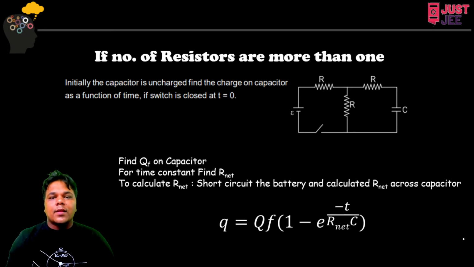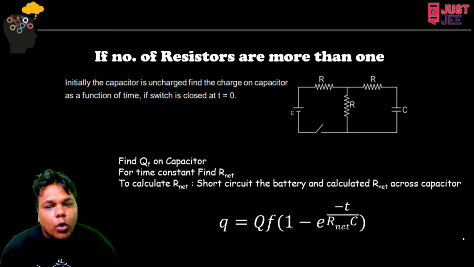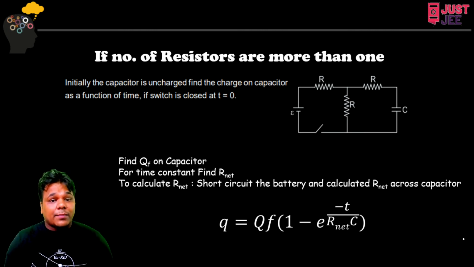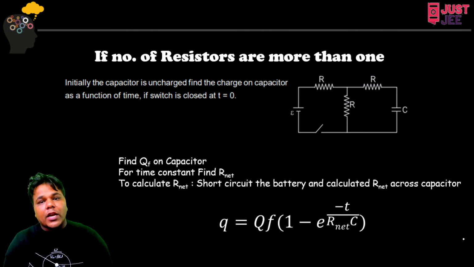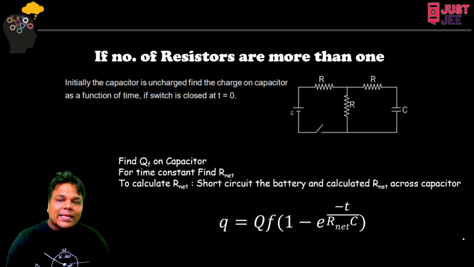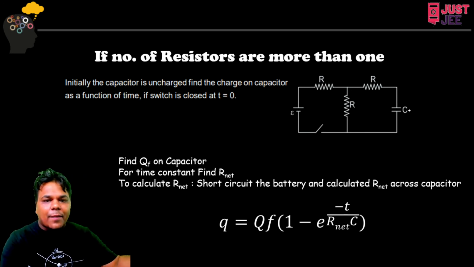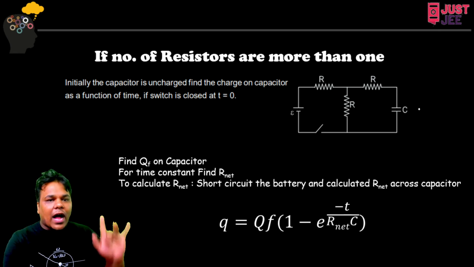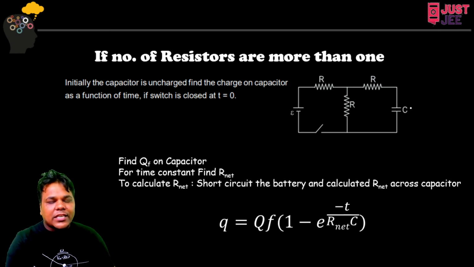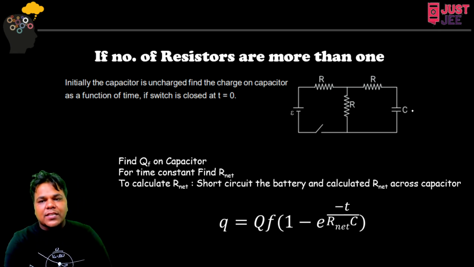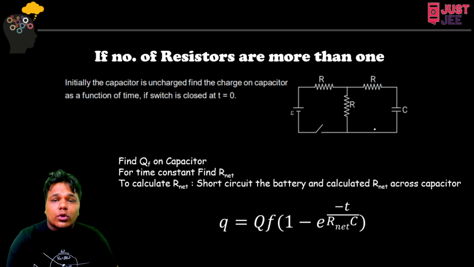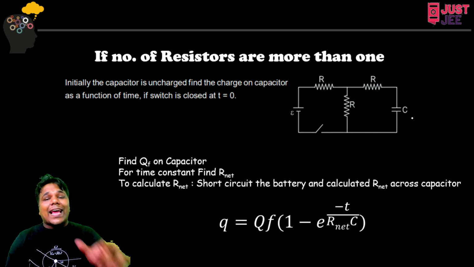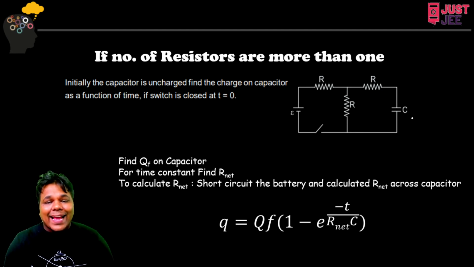If the number of resistances is more than one, sometimes you get these questions. If the number of resistances is more than one, then how can we calculate at t equal to 0 and t equal to infinity? I already told you, right? At t equal to 0, replace the capacitor by a conducting wire. At t equal to infinity, replace the capacitor by an open wire. But now what happens between those two instants? If there is more than one resistance, how can we calculate the charge on the capacitor at any time t?